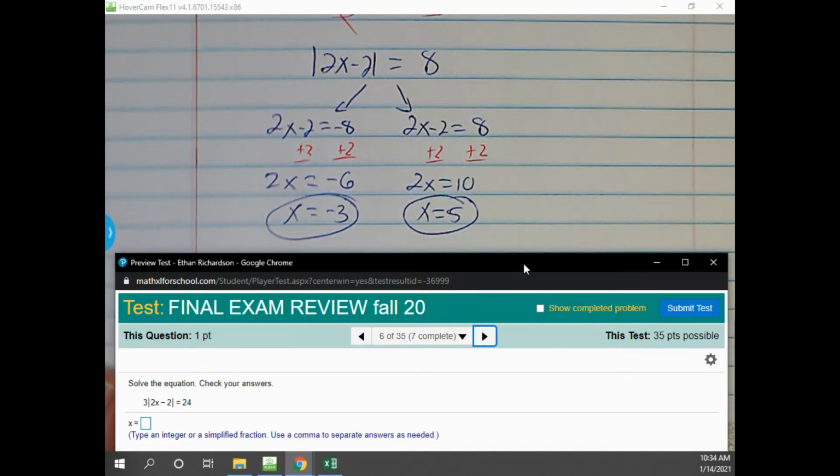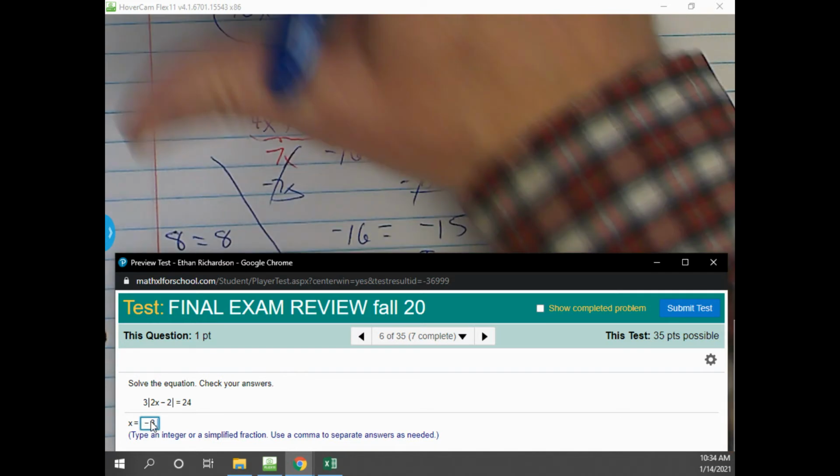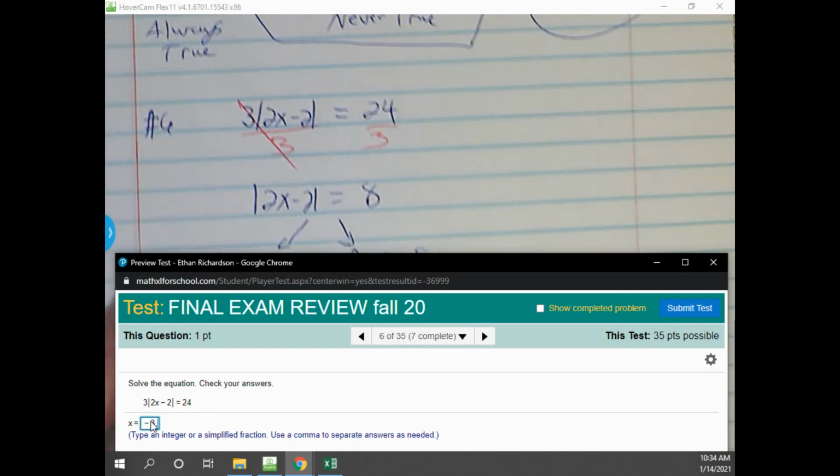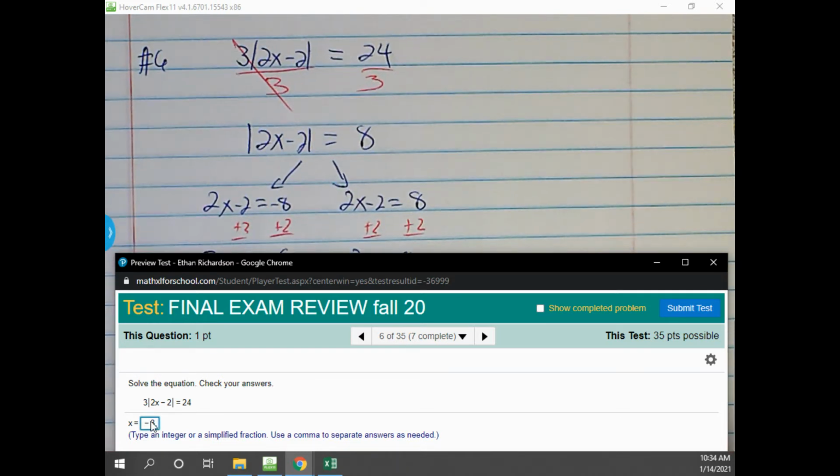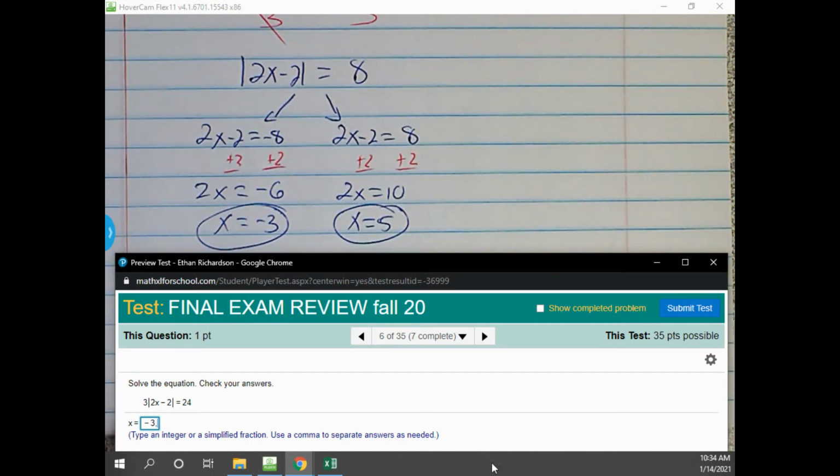Okay, and with MyMathLab, to make this one work, when you type this one in, you would type in negative 3, comma, and then you'd put in the other answer. Was it negative 3 and 5? Yeah. So you put in negative 3, comma, and then you put your 5. Just put in the two answers, separated by a comma, as it tells you: use a comma to separate the answers as needed.